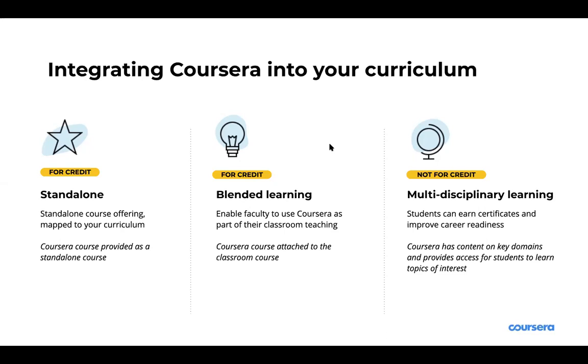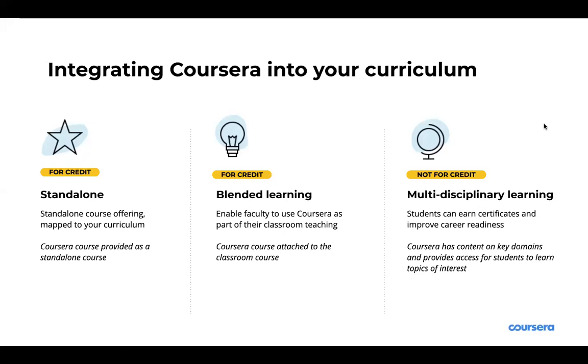And both of these use cases are, like I mentioned, for a for credit offering in which you either use a full Coursera course or modules from multiple Coursera courses and then blend them into your faculty taught curriculum. The third use case is a multidisciplinary learning approach. Again, this is a not for credit use case where students essentially take career skills augmenting courses to enable job readiness and learn emerging technologies or also enhance their soft skills. An example of this would be, let's say, an advanced Excel skills course.